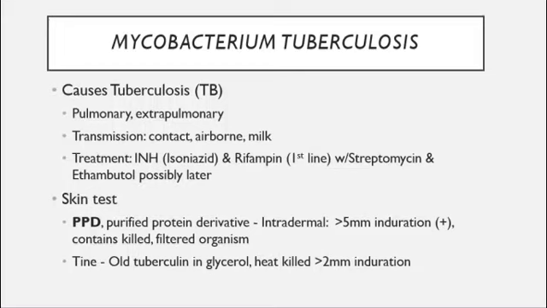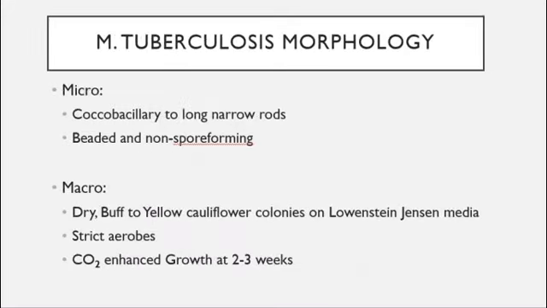The older skin test is known as the tine test. The old tuberculin was in glycerol, and it was heated up to kill. And you had just a small little prick of the skin on the forearm, and the killed organism was introduced to the skin. If you had a greater than 2 millimeter induration, that was a positive skin test for Mycobacterium tuberculosis.